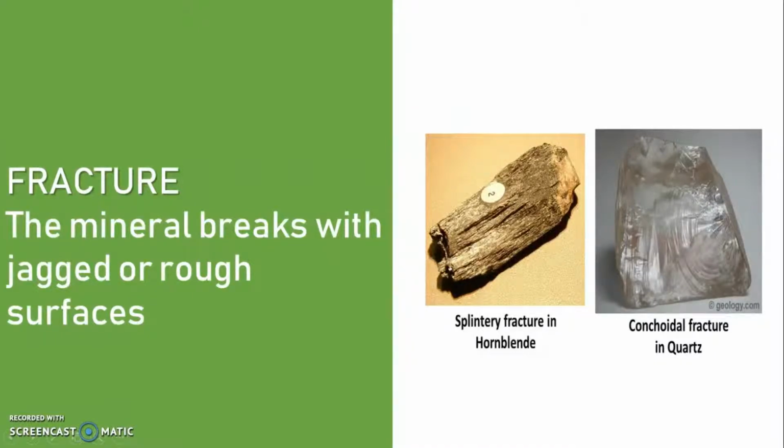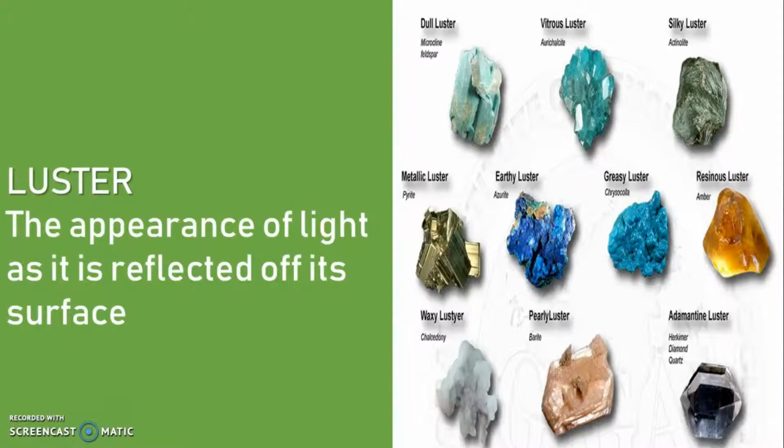Next, we have luster, the appearance of light as it is reflected off its surface. Basically, luster, by its definition, is what the mineral will look like once light is reflected on it. Does the light seem shiny like metallic surfaces, or does it seem more like non-metallic? As you can see, the pictures here show you different kinds of luster based on the appearances of light.